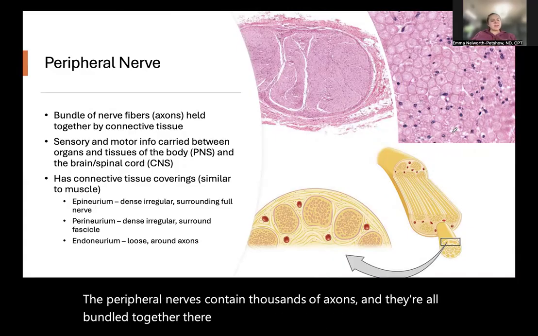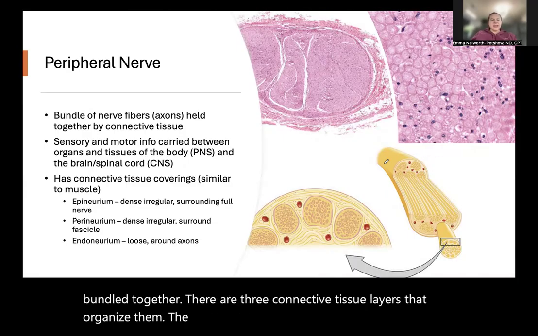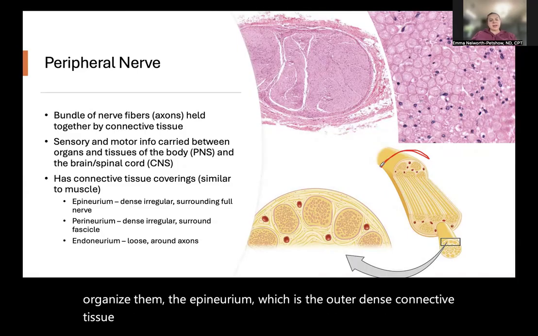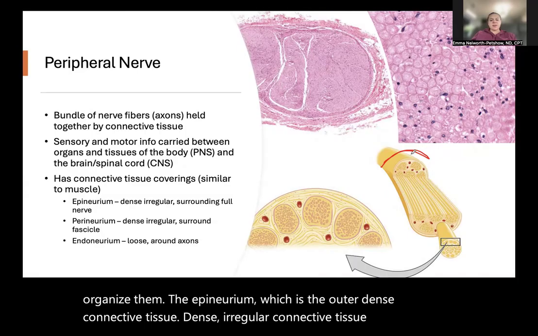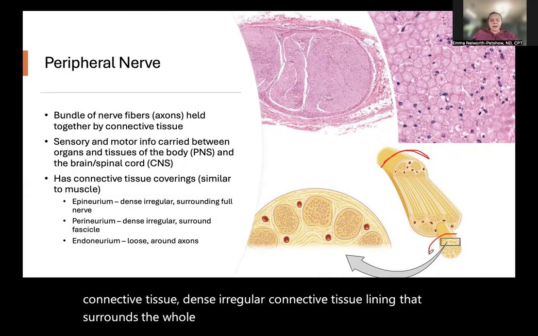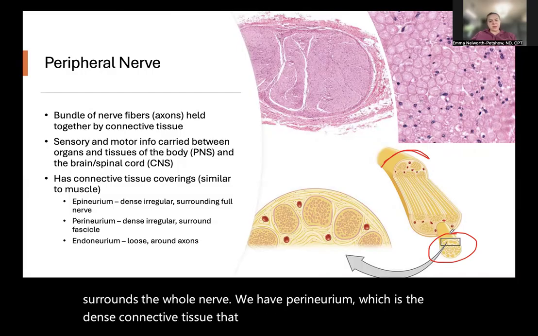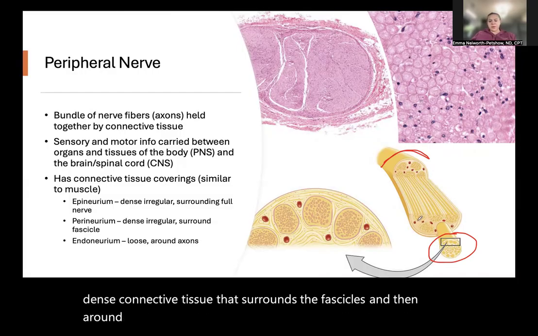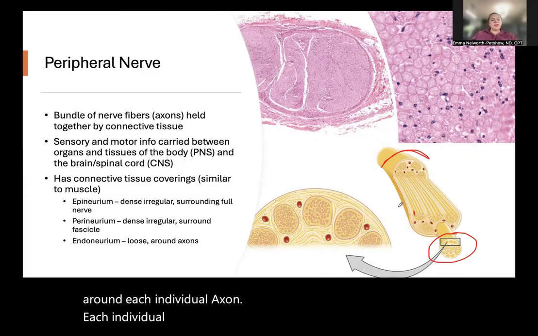There are 3 connective tissue layers that organize them: the epineurium, which is the outer dense irregular connective tissue lining that surrounds the whole nerve. We have perineurium, which is the dense connective tissue that surrounds the fascicles. And then around each individual axon, there is endoneurium, and this is loose connective tissue.